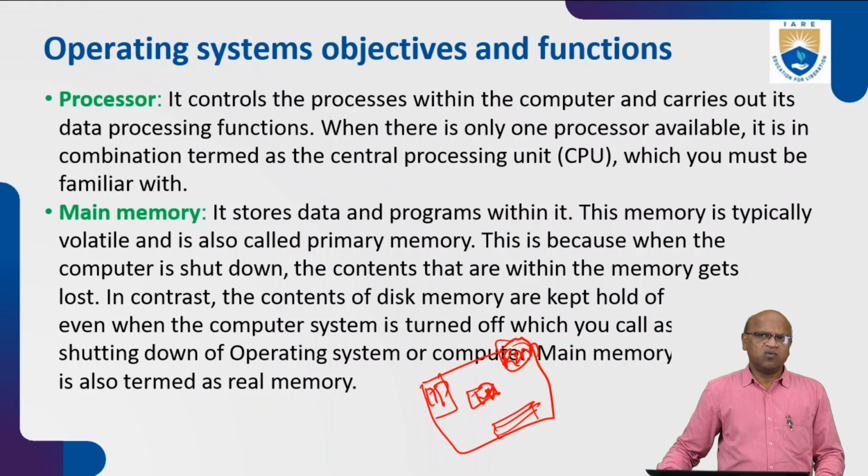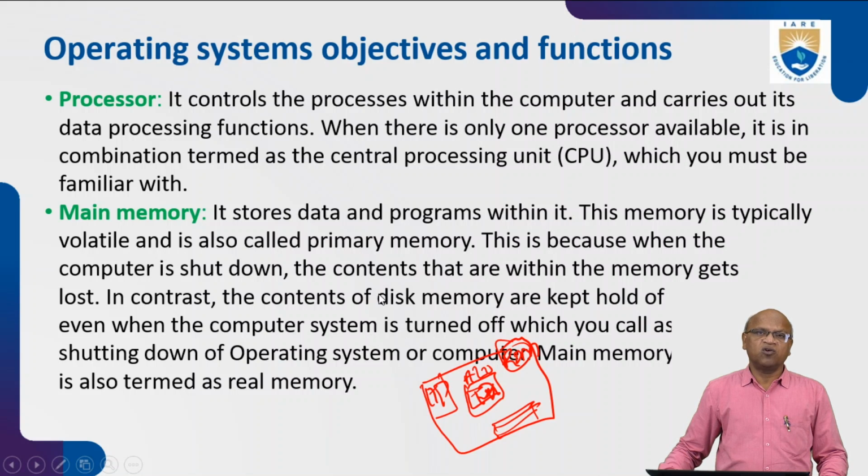When there is only one processor available, it is termed the central processing unit, which you must be familiar with. If you open the motherboard, you will find the center part. You can say this is your CPU, or central processing unit. So what is inside this one? We will have the ALU and some temporary buffer registers for keeping the results. So this is our main processor.